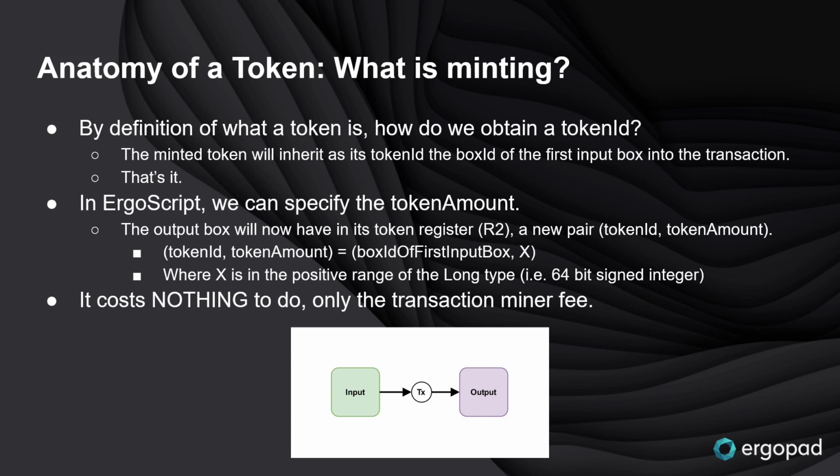In Ergo script, we can specify the token amount, and the output box will now have in its token register a new pair, token ID and token amount. That token ID will be the box ID of the first input box, and the amount will be whatever amount we assigned. And this costs nothing to do other than the miner fee, which I haven't included in this diagram, but is sort of implicit.